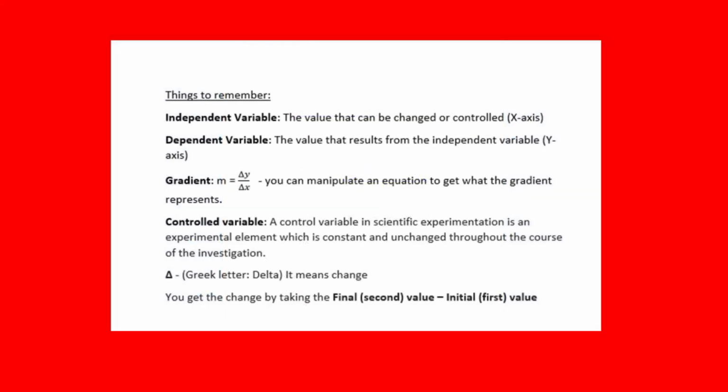Then a couple of things that we need to remember that come up quite often in graphs and in mechanics. The independent variable is the one on the x-axis that can be changed and can be controlled. The dependent variable is the value that is obtained on the y-axis when the independent variable is changed. So what that change in x causes is my dependent variable to change, my change in the y-axis.